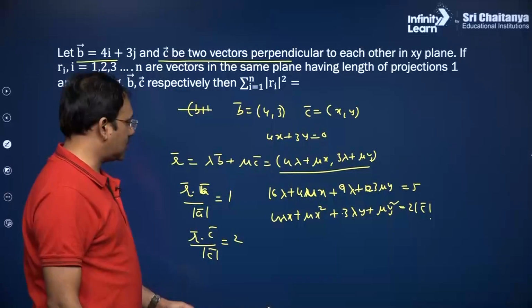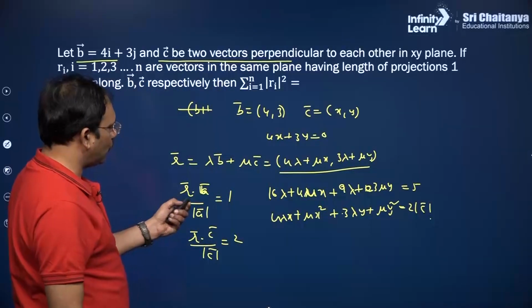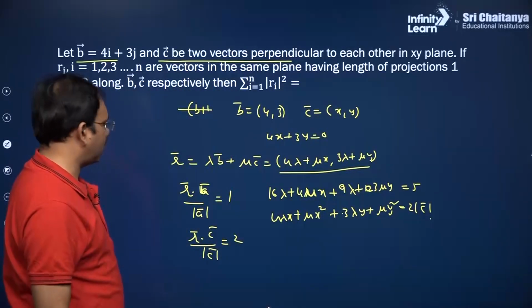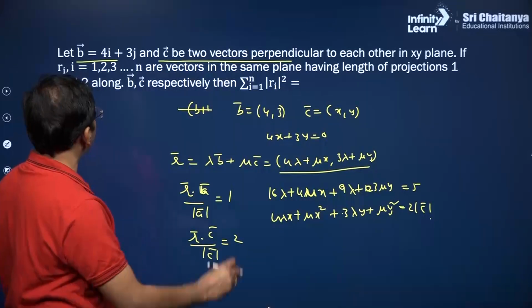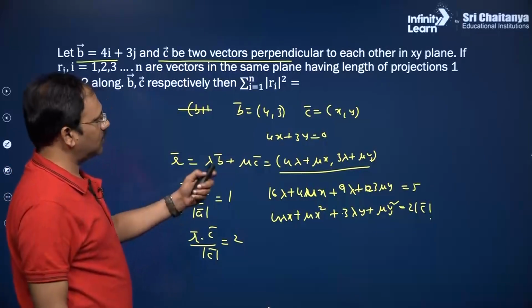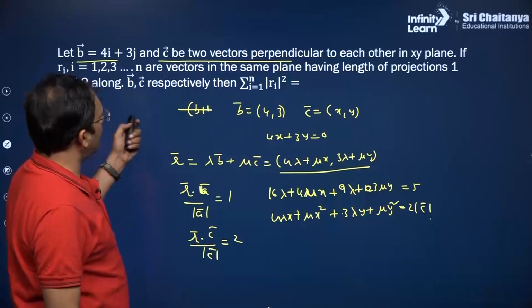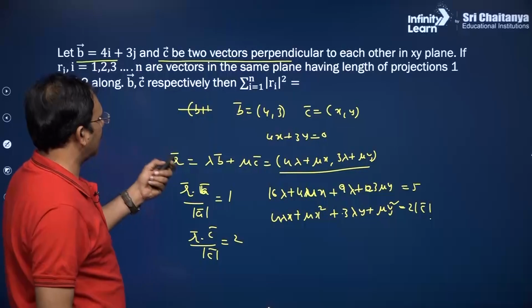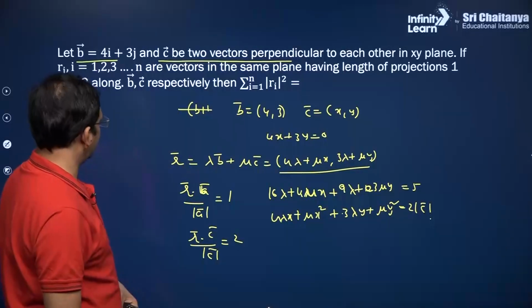From here, if you just compare, you have to observe lambda and mu satisfying all the conditions. Is there any other possibility to see here, my dear friends? These two are vectors perpendicular to each other in the xy plane. If these are n vectors in the same plane having length of projections 1 and 2 along b and c respectively.